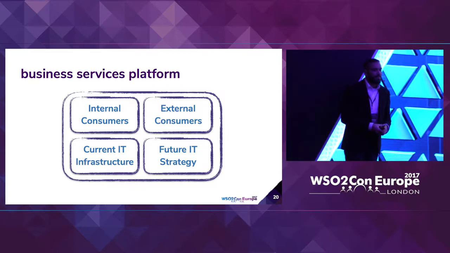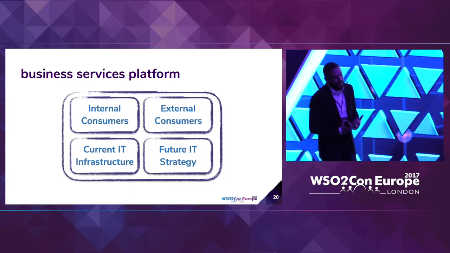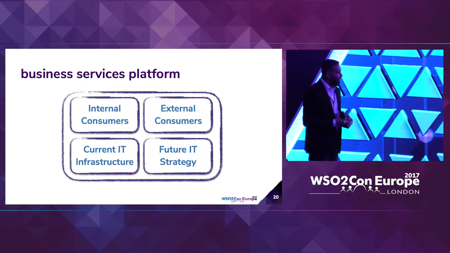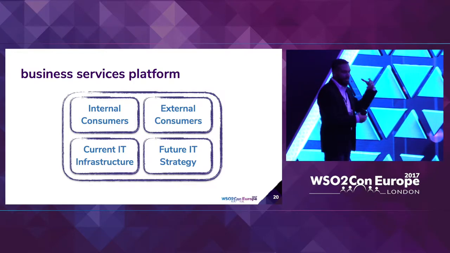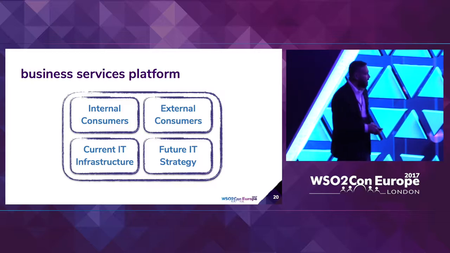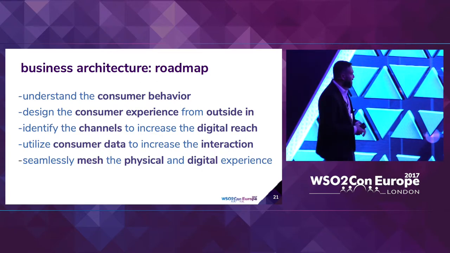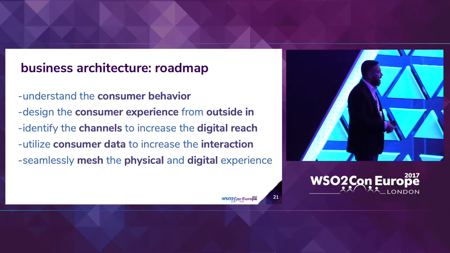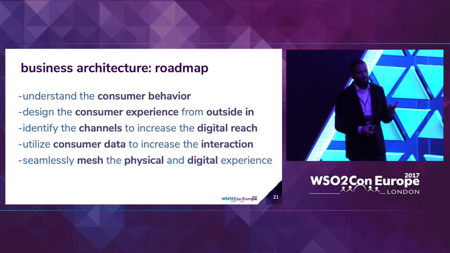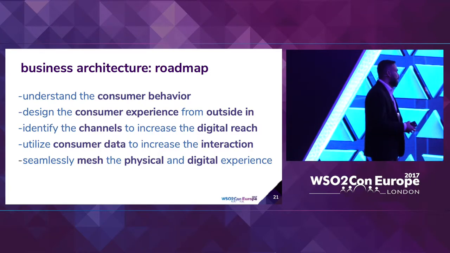So we need to reuse the existing stuff. Then we need to look at the future IT strategies, what kind of strategies we are bringing into the system. It can be a microservices architecture, a container architecture or a cloud native architecture, whatever new things we are bringing, you need to take a look. So that's where we have to start, by taking into consideration these four things. Then when we are doing this business architecture, we need to consider these five things. Basically, the first thing is to understand the consumer behavior. Because people are looking for a digital experience, what kind of an experience are these consumers looking for.